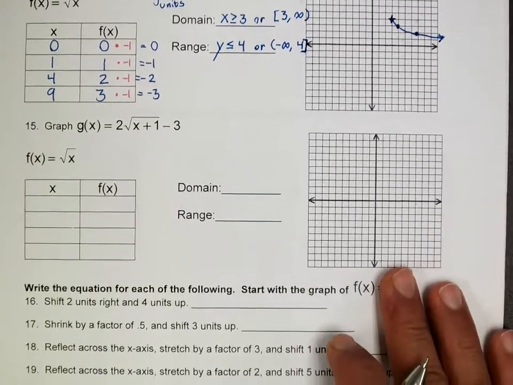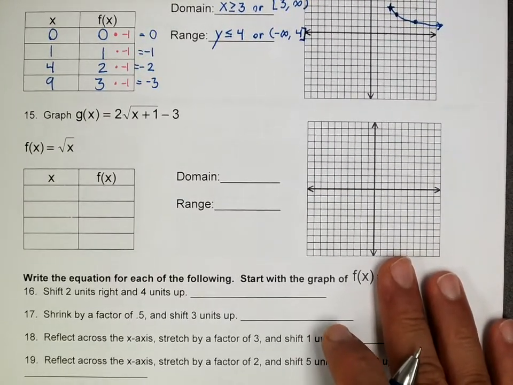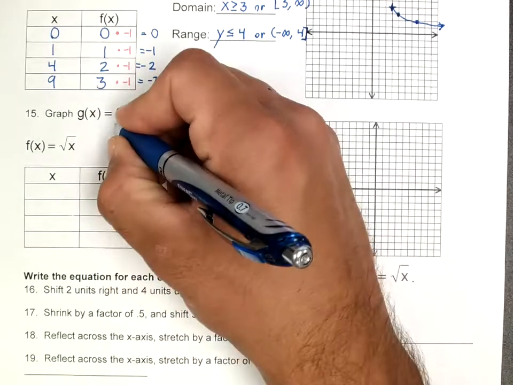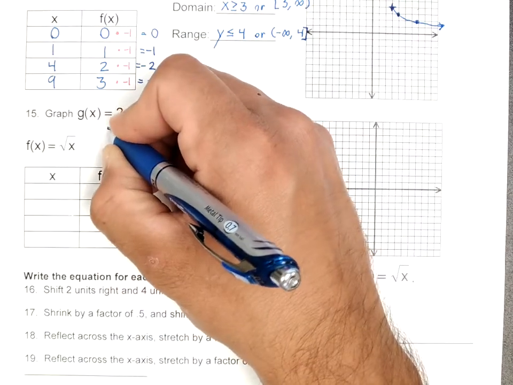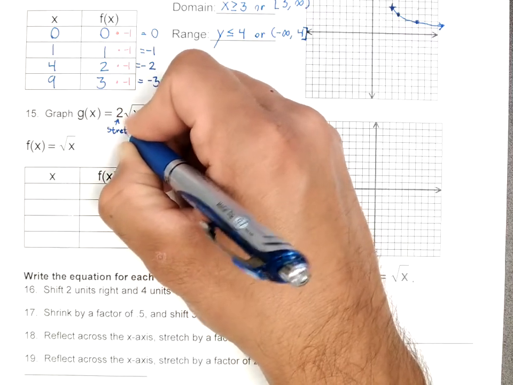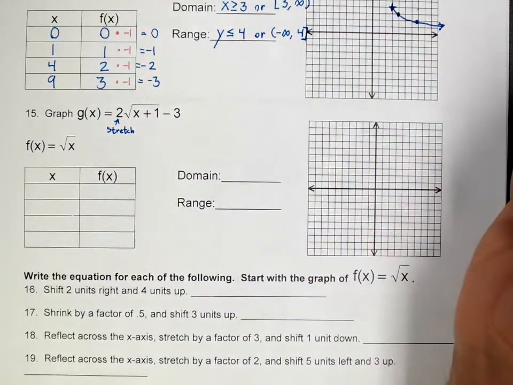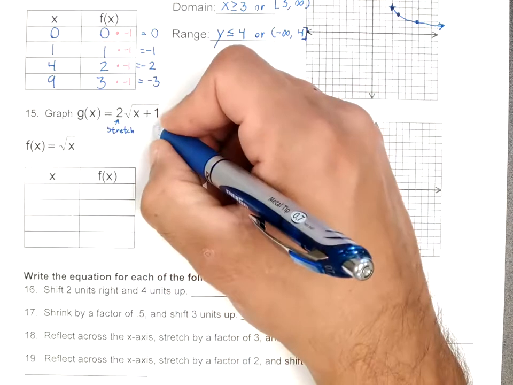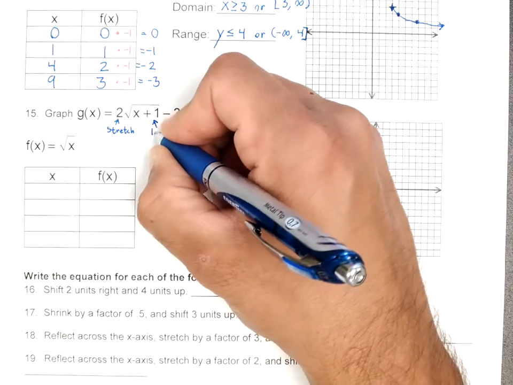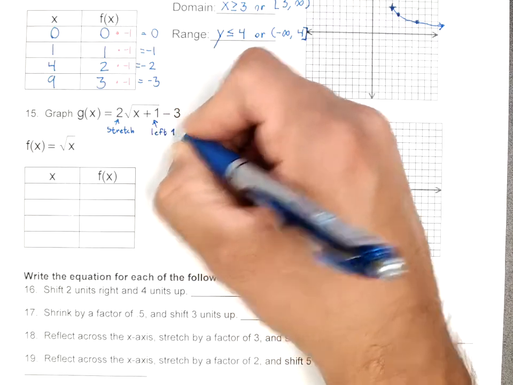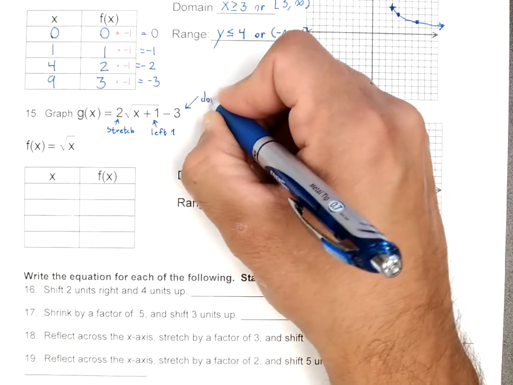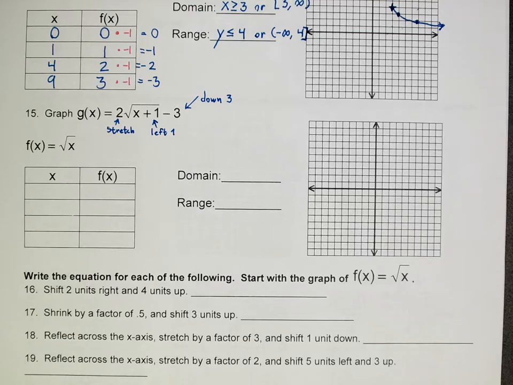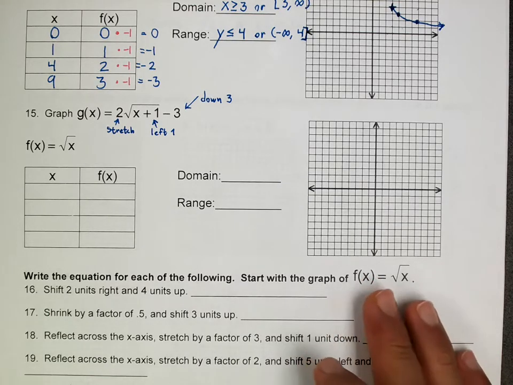Okay, now let's look at 15. Same idea, right? Now let's talk about all the transformations that are happening here. Notice that this is going to make it a vertical stretch by a factor of 2. I'm calling this a stretch because this number is bigger than 1. Remember, x is a liar, so this is going to be left 1, and this is going to be down 3. It'll be better for you to figure out what's going to happen first before you start plotting points on the graph, all right?